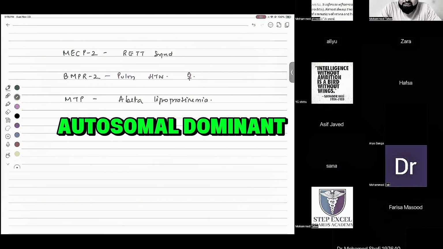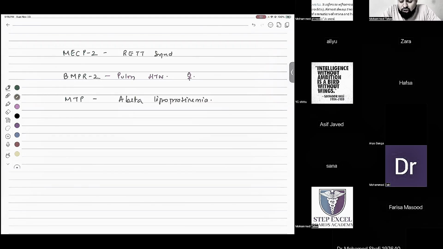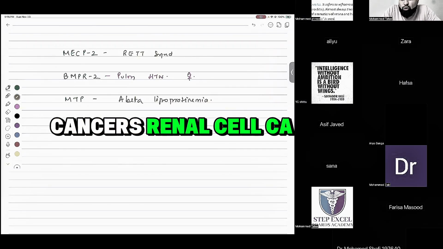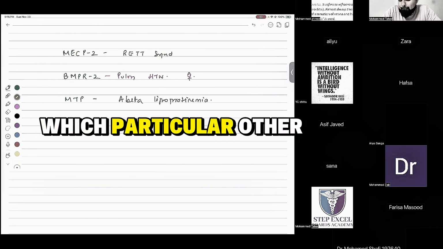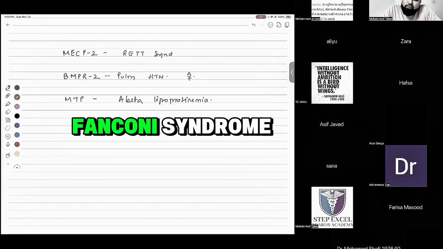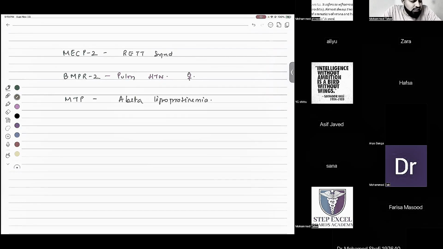Von Hippel-Lindau, mode of inheritance: autosomal recessive or autosomal dominant? Autosomal dominant. Which particular cancers? Renal cell carcinoma is derived from the proximal tubule. Proximal tubule syndrome: Fanconi syndrome, which is RTA type 2.